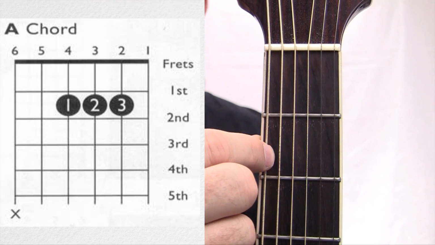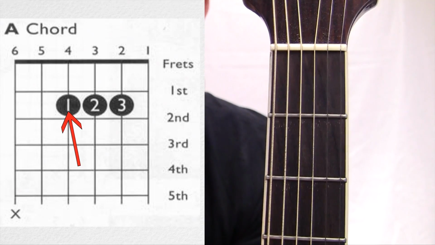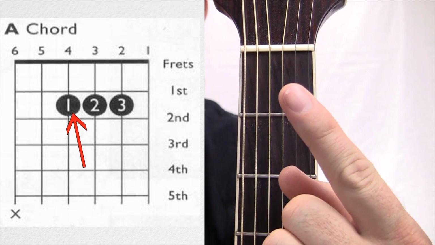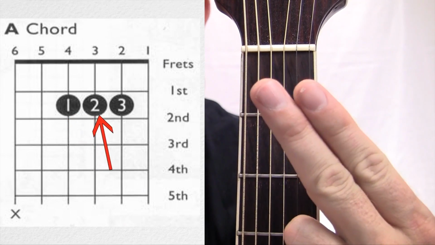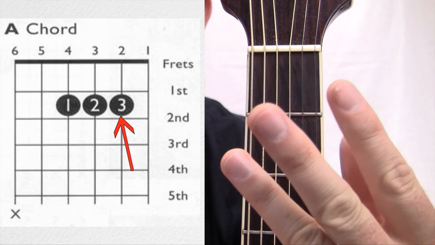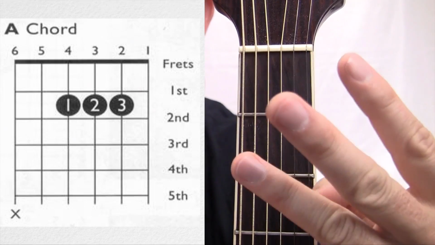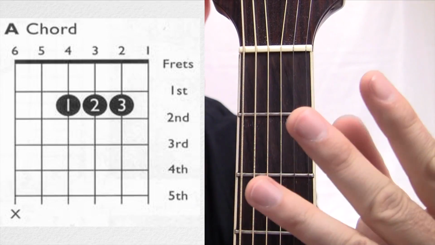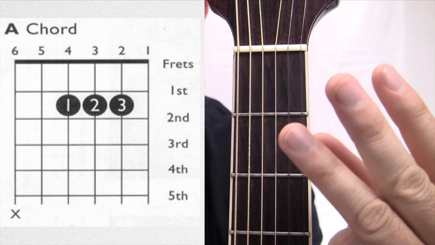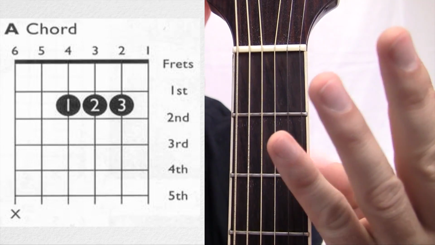Now the black dots are where we place our fingers to play these chords. So dot number 1 is our index finger. Dot number 2 is our 2nd finger, and dot number 3 is our 3rd finger or our ring finger. So we've got 1st finger, which is your index finger, 2nd finger, which is your middle finger, 3rd finger, which is your ring finger, and then our pinky will be number 4 if we had a number 4 in the diagram.